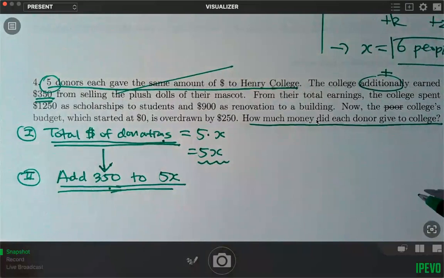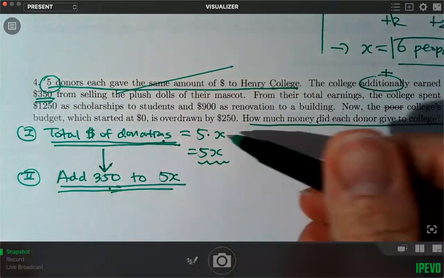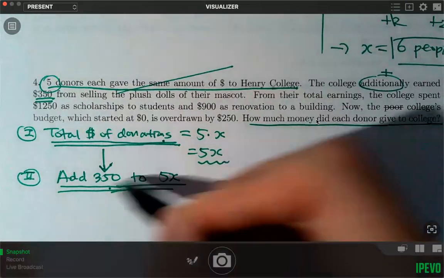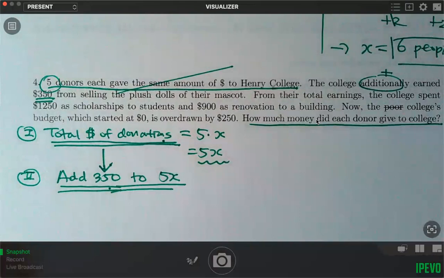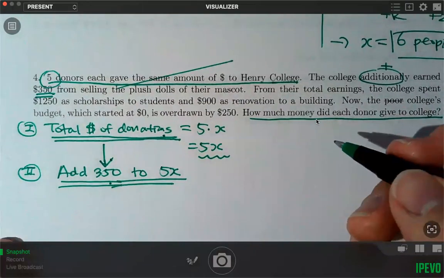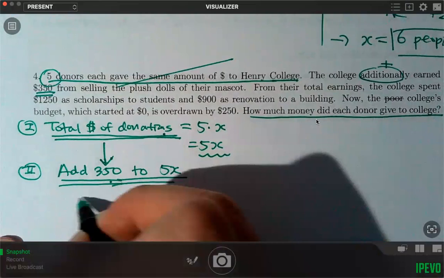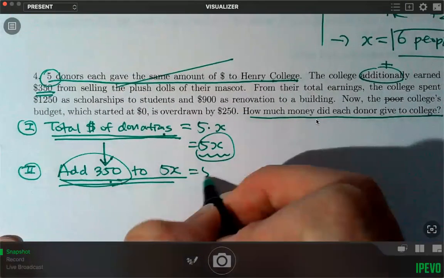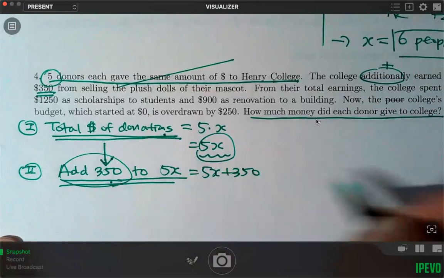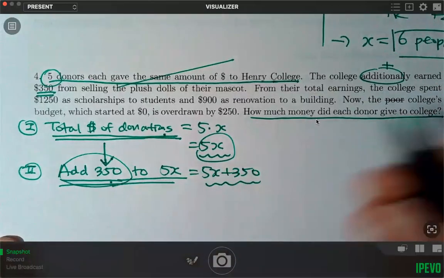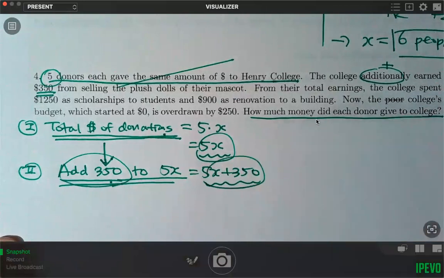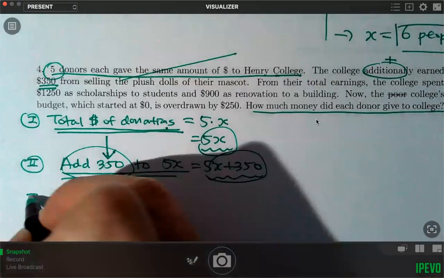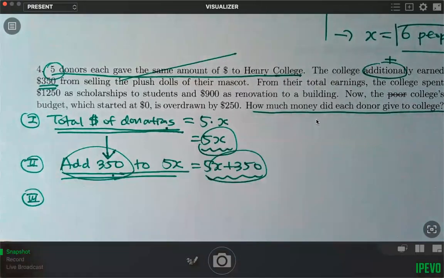Okay. So yes, the college budget starts from 0, but then they go to 5x, and then to 5x plus 350. So what do you get? 5x, so now we start from here, and then we add 350, so we get 5x plus 350. That's why I said everything is a building block, and we go from here to here. Okay, and then we go to something else. So now we're done with the second sentence.